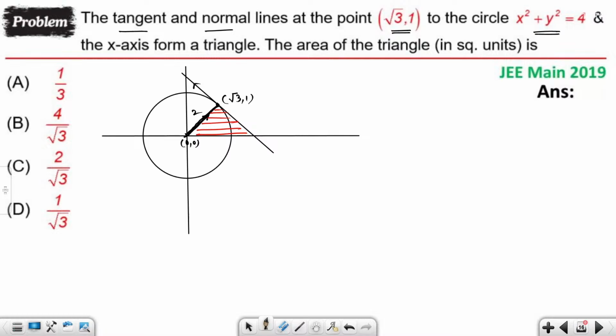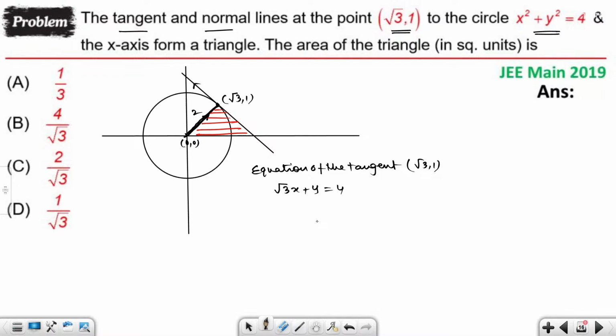See, there are a lot of ways of doing this sum. But the easiest method, which I feel, is that you simply find out the equation of the tangent at root 3, 1. As this point is on the circle, I can apply the Cartesian form. So it will be root 3 x plus y equals 4. So this is the equation of the tangent.